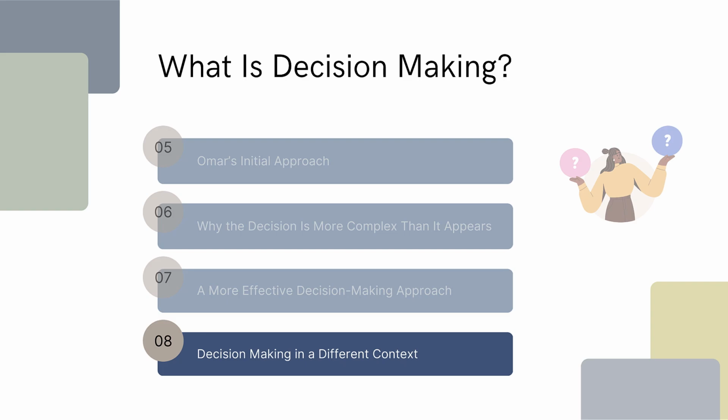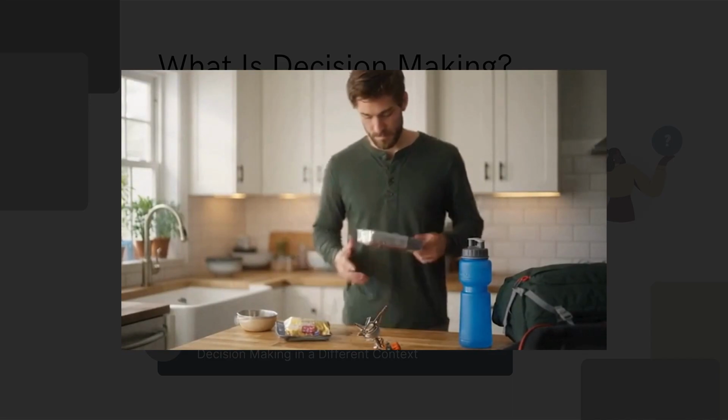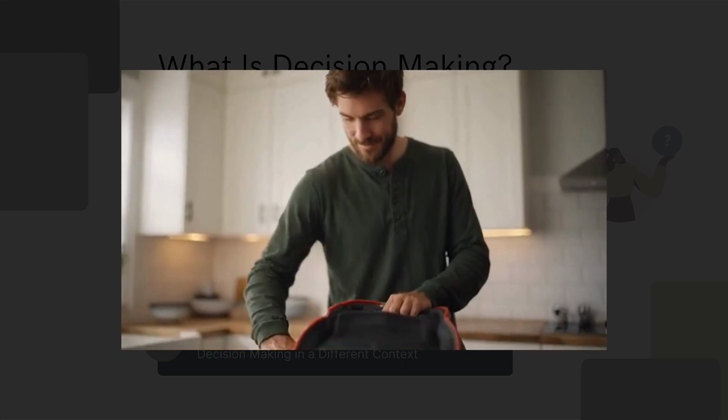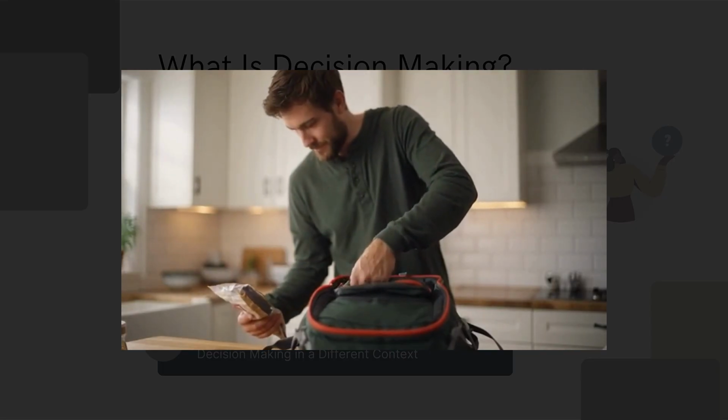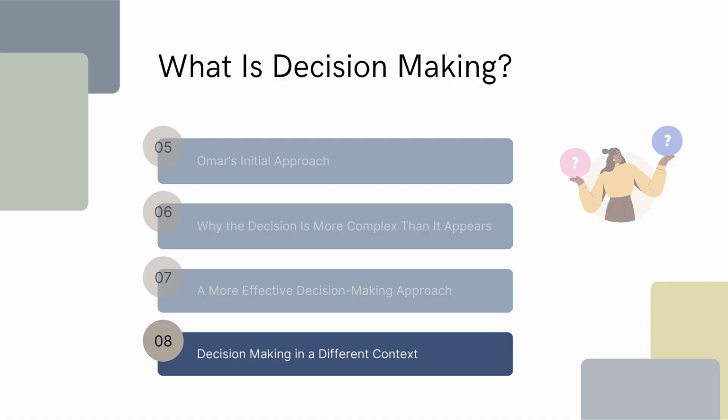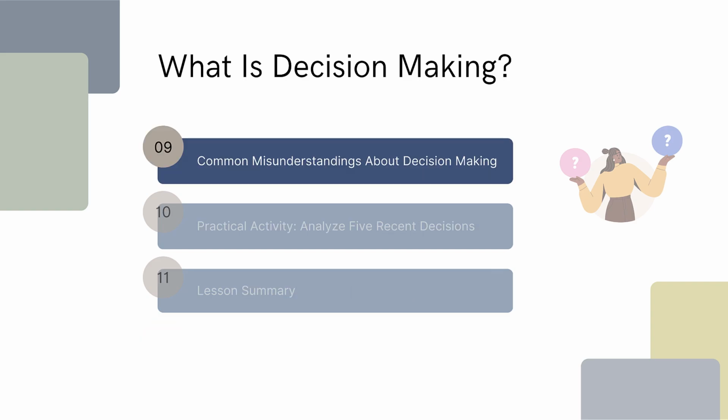Decision-making in a different context. The same structure can appear in a very different situation. Imagine a camper choosing meals for a short trip with limited cooking equipment. The camper may prefer several elaborate dishes. However, the decision must also consider food storage, preparation time, equipment, weight, nutrition, and available space. Personal preference still matters, but it must be evaluated together with practical conditions. This is the basic nature of decision-making, connecting objectives and preferences with available alternatives and real constraints.